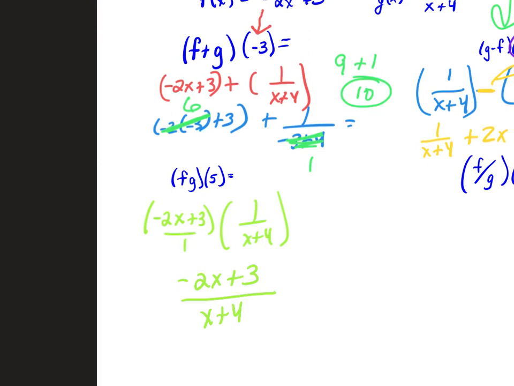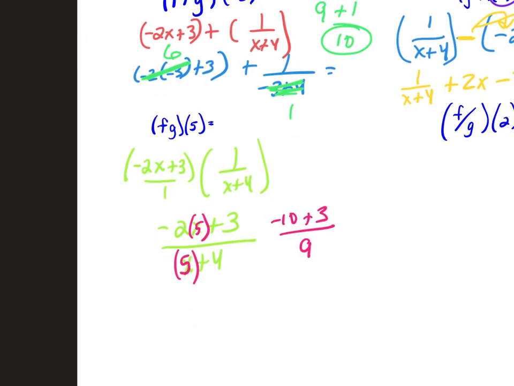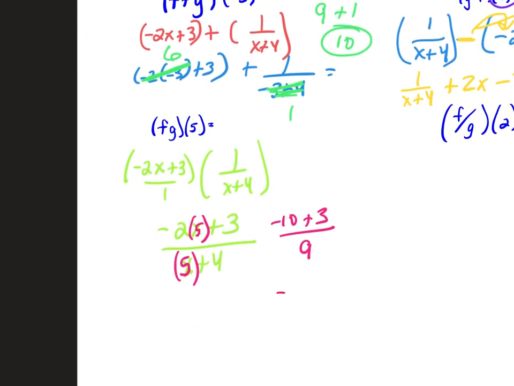So what do I want to do now with the 5? I want to plug it in here. So what's negative 2 times 5? Yes, ma'am. Negative 10 plus 3 over 5 plus 4 is 9. What's negative 10 plus 3? Negative 7 over 9. And there's your answer.